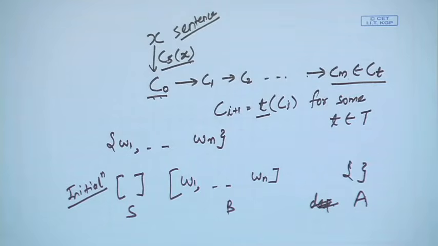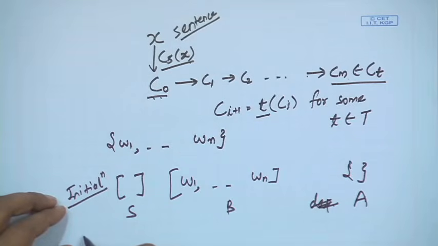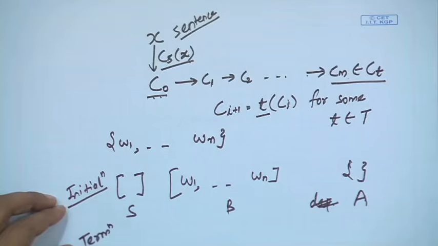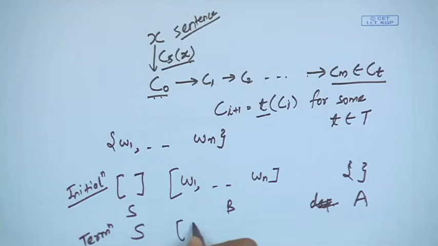Now, what will be the terminal configuration? At termination, the idea is I should not have any words remaining in the buffer. So, my buffer should be empty. So, the terminal condition I can define as: stack may or may not have some words, buffer should be empty, and I will have obtained a set of arcs. This is important, my buffer should be empty. Stack may or may not contain some words, and arcs will have some dependency relations already.